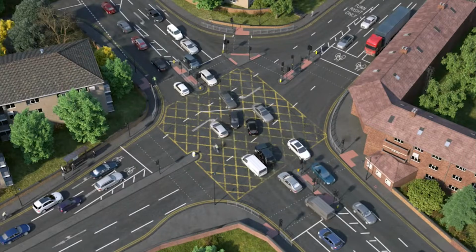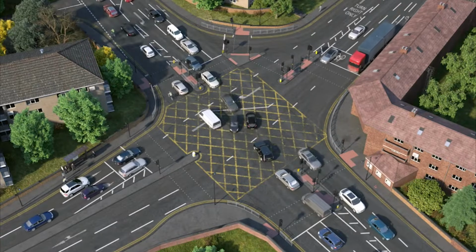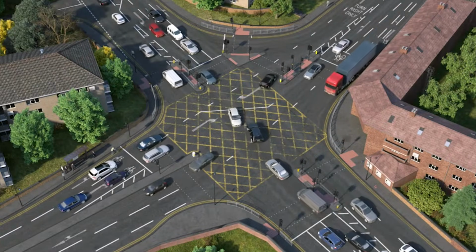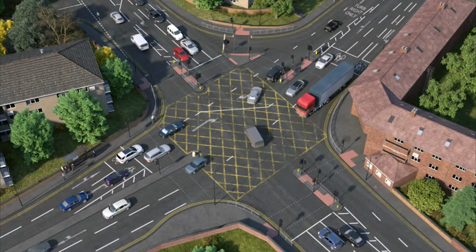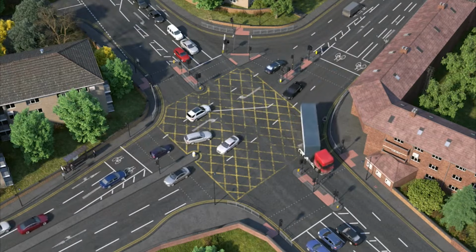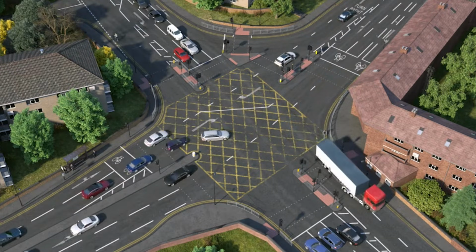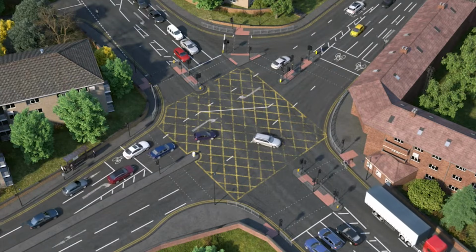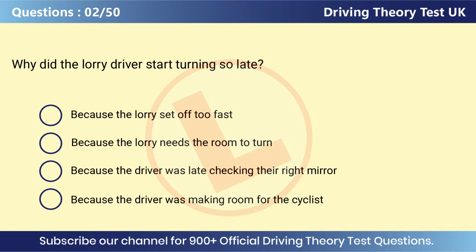Question 2. Why did the lorry driver start turning so late? A. Because the lorry set off too fast. B. Because the lorry needs the room to turn. C. Because the driver was late checking their right mirror. D. Because the driver was making room for the cyclist. The answer is B. Because the lorry needs the room to turn.